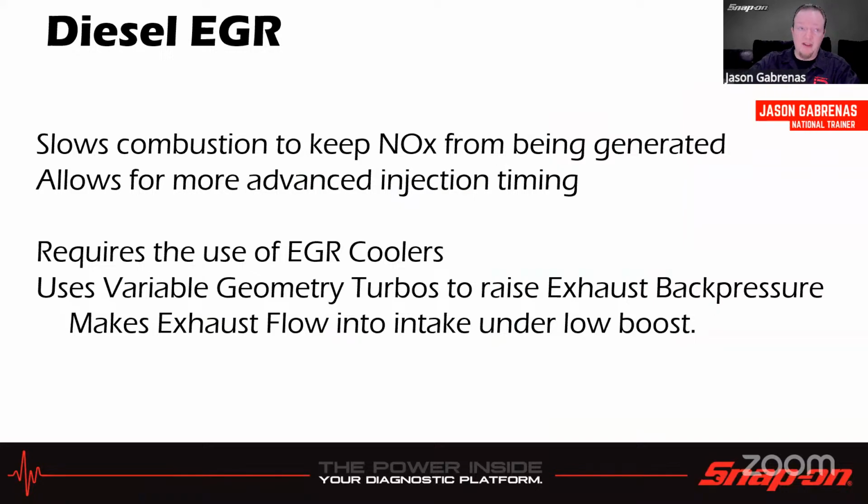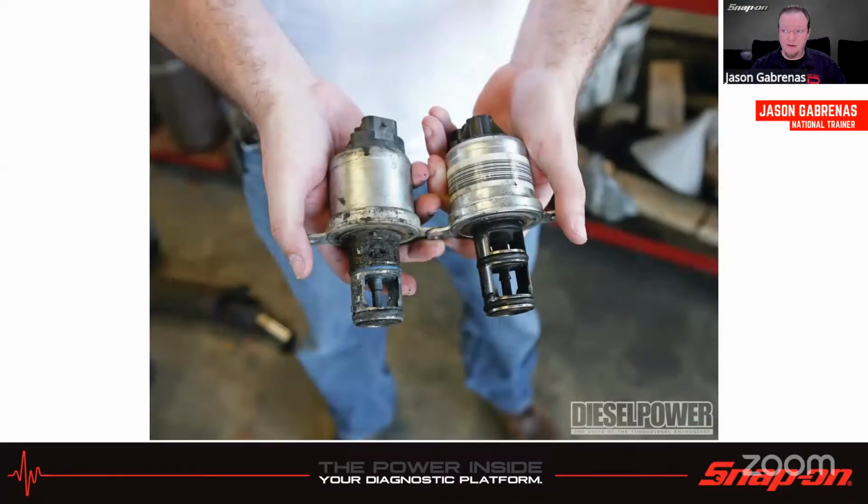It allows for more advanced injection timing. It requires the use of EGR coolers as well because it's going to get pretty warm in there. It uses variable geometry turbos to raise exhaust back pressure and makes exhaust flow into the intake under low boost. So that's what part of the variable geometry turbo is going to do for you. And they can get prone to clogging. Right, so introducing CO2 dilutes the air charge and slows down the flame front, dropping peak temps below 2,500 degrees. It also reduces fuel mileage and introduces soot back into the engine.